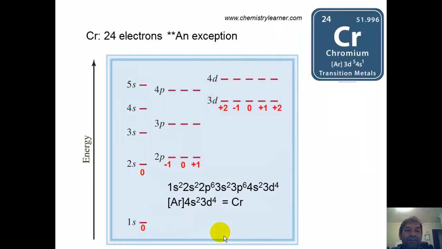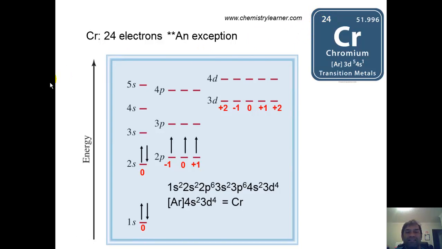All right, let's talk a little bit about exceptions. We fill the electrons in a very specific order. Chromium has 24 electrons. So let's go ahead and count this transition metal, the 24. We've got 1, 2, 3, 4, 5, 6, 7, 8, 9, 10, 11, 12, 13, 14, 15, 16, 17, 18, 19, 20, 21, 22, 23, 24.